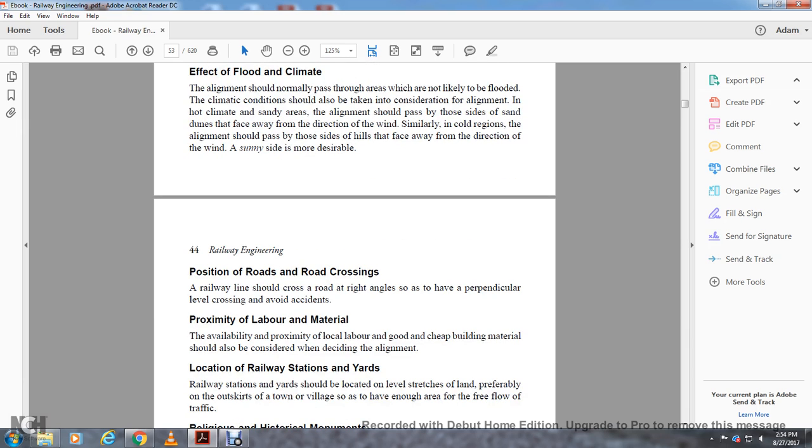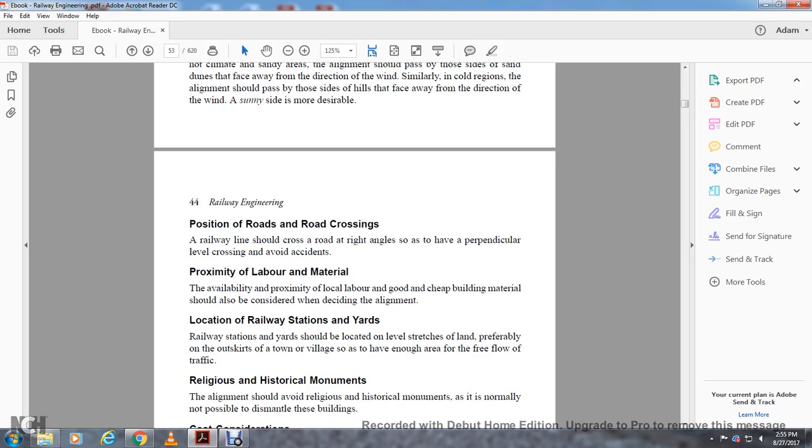Position of roadway and roadway crossing. Rail lines should cross the road at a right angle so that they have a perpendicular level crossing and avoid accidents. Proximity of labor and material. Availability of local labor and good, cheap building materials should also be considered when deciding the alignment.